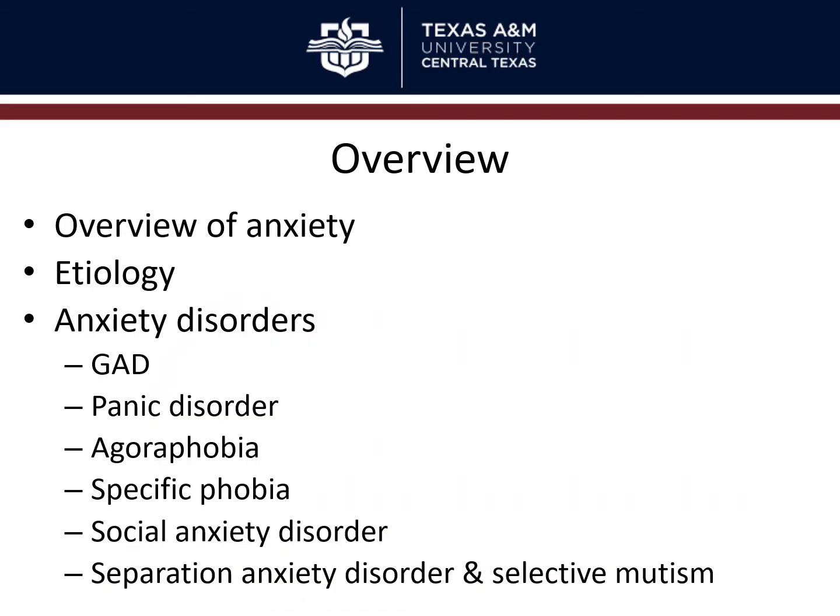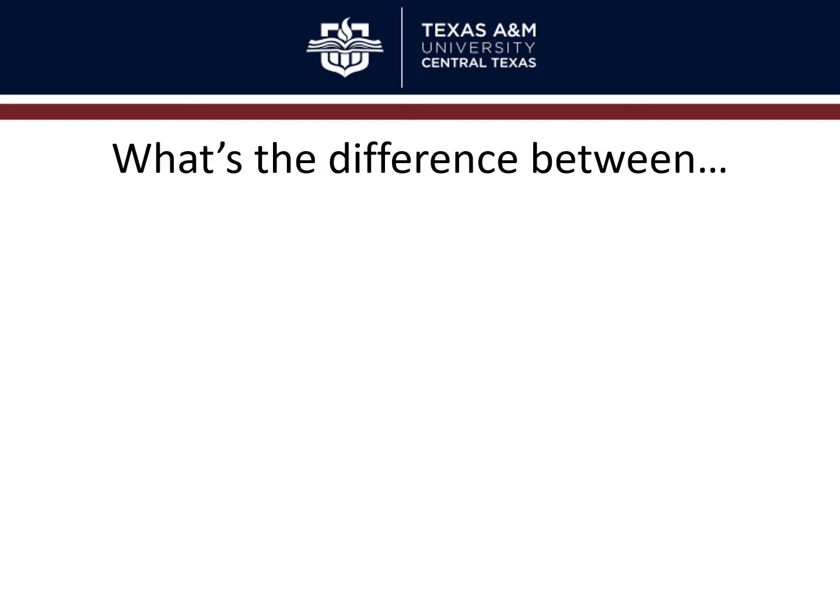We'll talk about an overview of anxiety, some essential features common to anxiety disorders. We'll talk about the etiology of the disorders, and then we'll talk about the disorders that are grouped in the group currently identified as anxiety disorders, separate from obsessive compulsive related disorders and trauma related disorders. So that includes generalized anxiety disorder, panic disorder, agoraphobia, specific phobia, social anxiety disorder, formerly social phobia, and separation anxiety disorder and selective mutism as well.